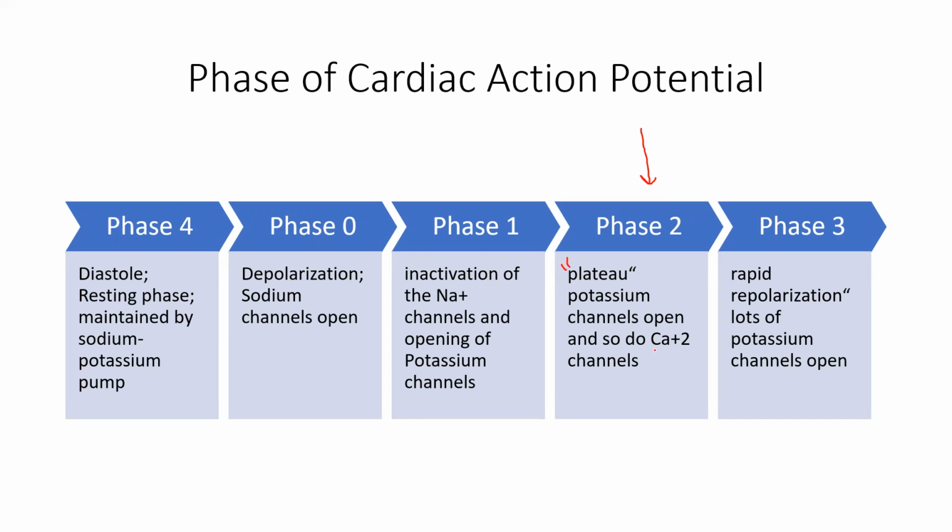Potassium channels open up more, but so do calcium channels. These two are going to compete a little bit, and it's going to cause the graph to plateau for a bit. But eventually, we're going to hit phase 3, which is rapid repolarization. Calcium channels are going to close, and lots of potassium channels open up, which then leads to phase 4 again.